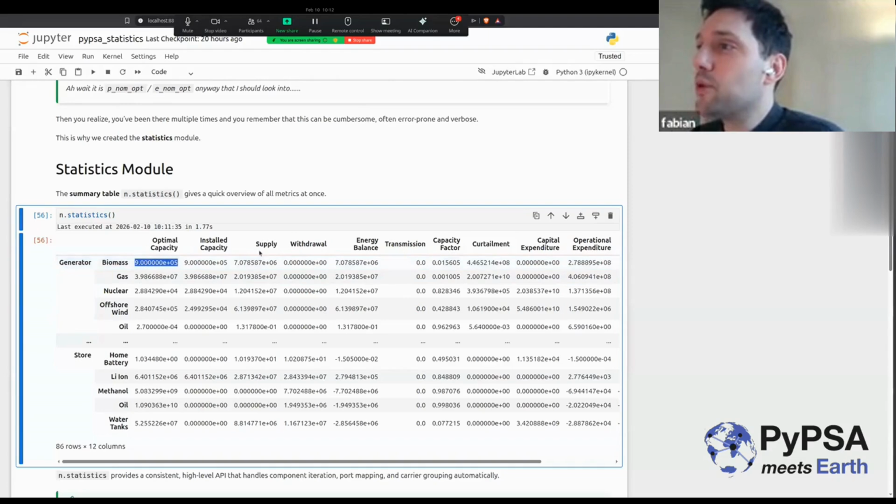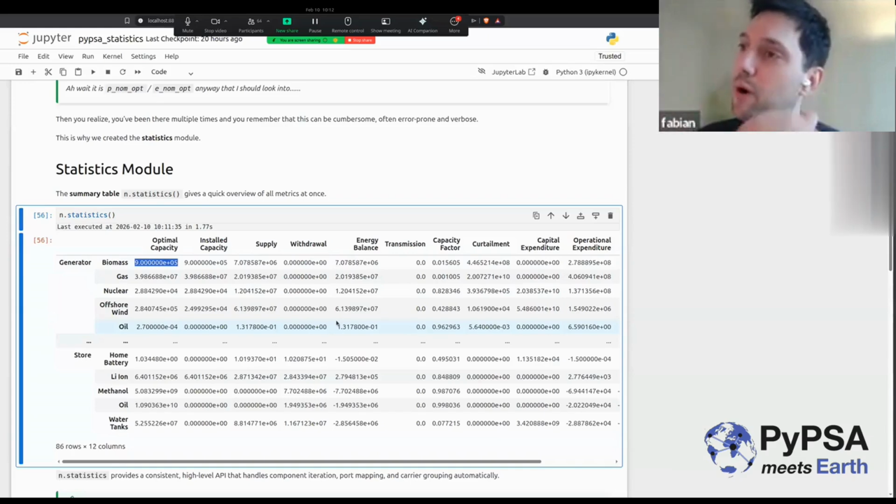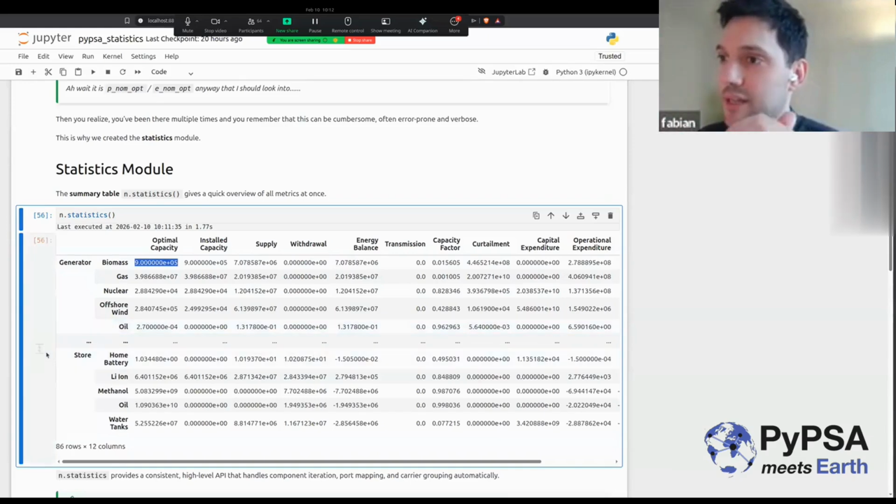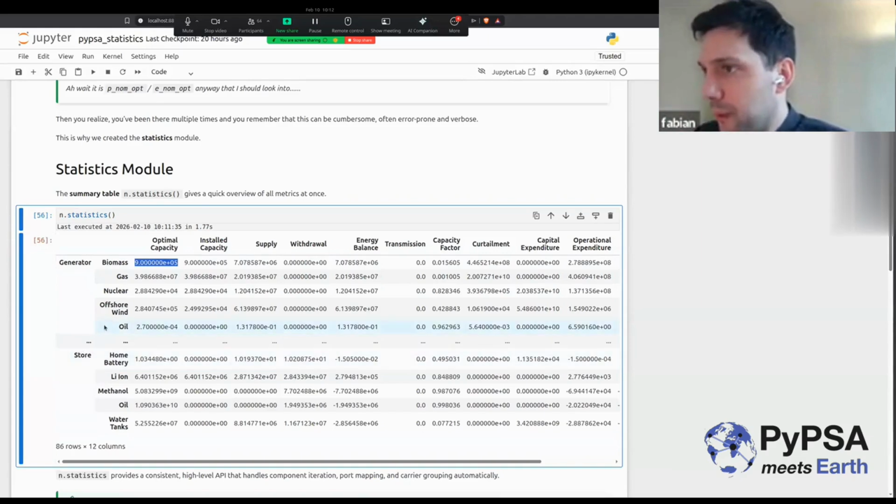And the same for supply, withdrawal, and all this stuff that we're seeing here. So really a big aggregation table that gives you an overview of the different things that are there with respect to the different components and carriers that we're having in our PyPSA network. So this is helpful, but it doesn't give us the whole story, right?